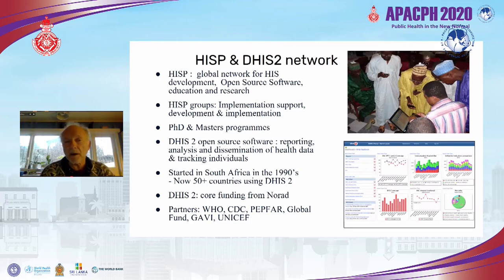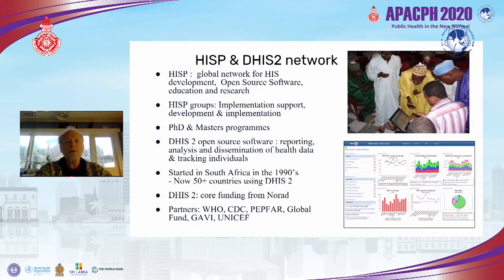There are a number of HISP groups, as Pamod mentioned. Sri Lanka is one of these countries with a HISP group. They're doing implementation support and development and implementation in countries and supporting countries. And what is also extremely important in this context is that it's also linked to master programs and PhD programs. Sri Lanka is a good example of that, where the masters in health informatics has been a very important part of building capacity in Sri Lanka, and also to build these DHIS2 COVID-19 apps that we have seen. Also, Sri Lanka is part of the PhD program globally, which is part of this HISP network.